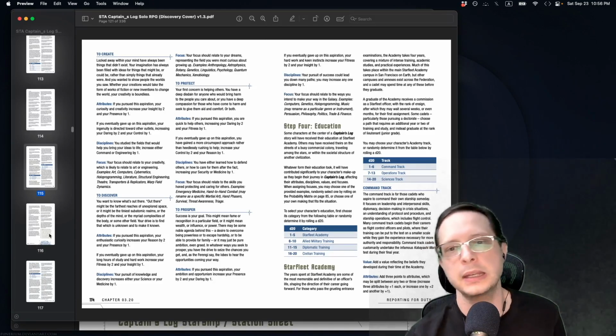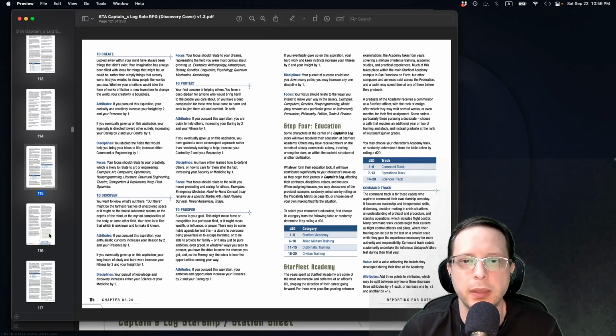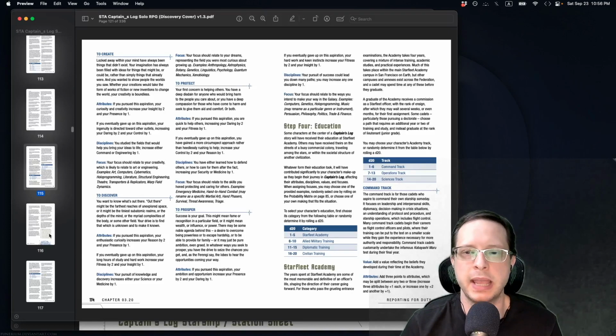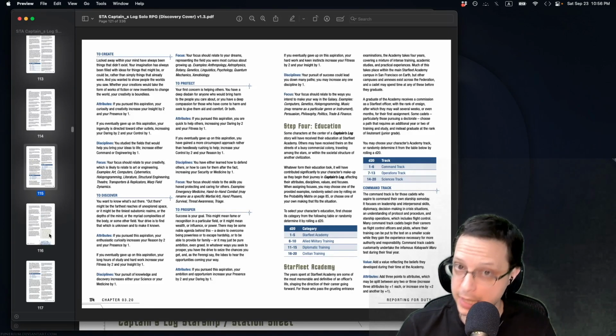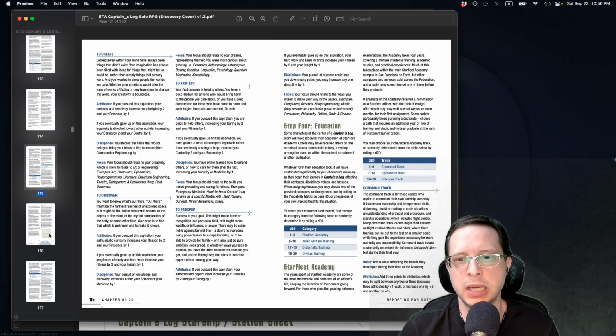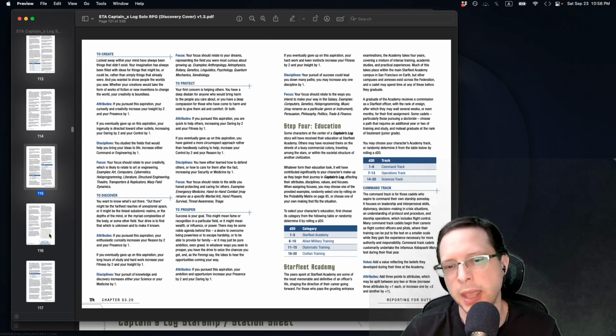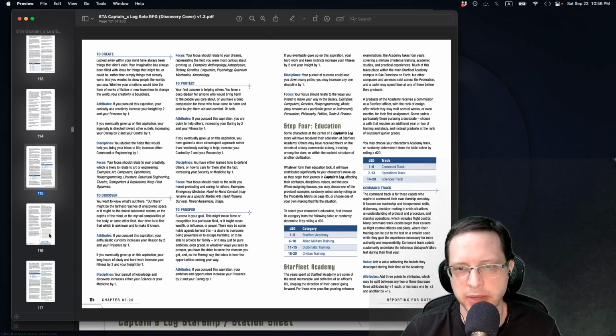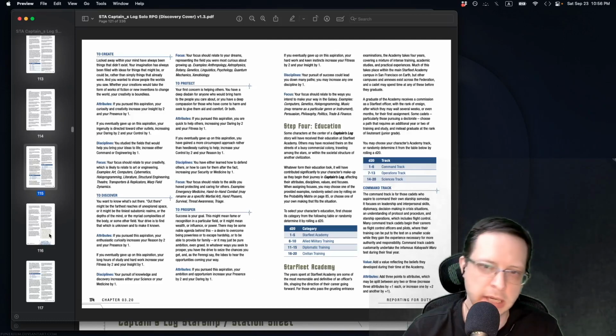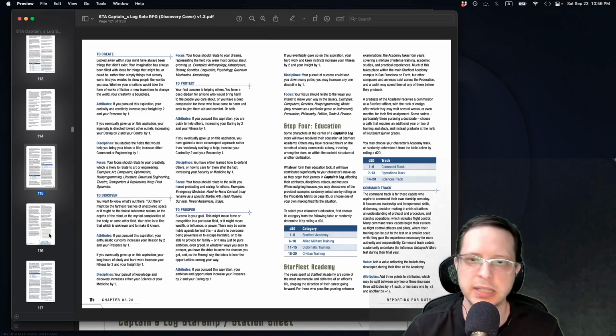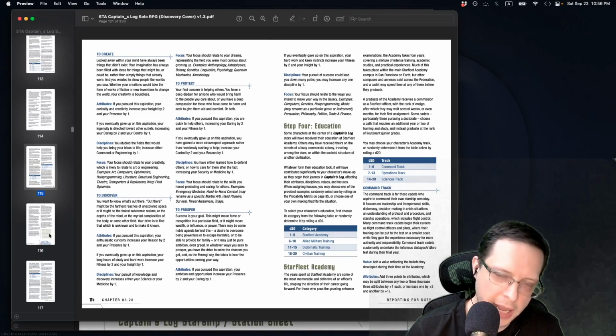Now, again... So it says here, some of our characters at the center of a captain's log story will have received their education at Starfleet Academy. However, others may have received it on the streets of a busy commercial colony, traveling among the stars, or within the societal structure of another civilization. Whatever form their education took, it will contribute significantly to the character's makeup in the beginning of their journey in Captain's Log, affecting their attributes, disciplines, values, and foci.